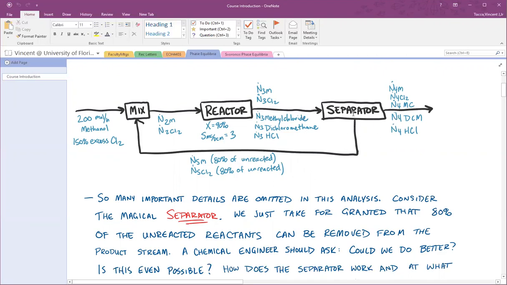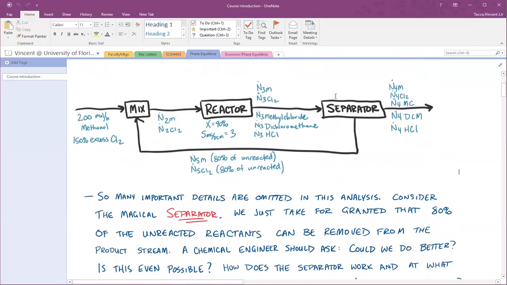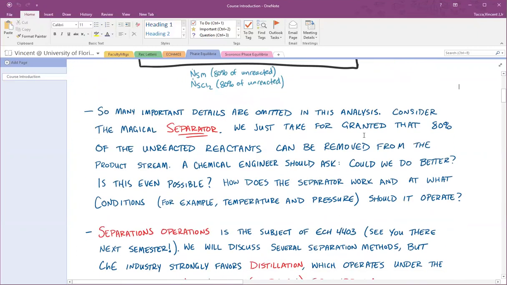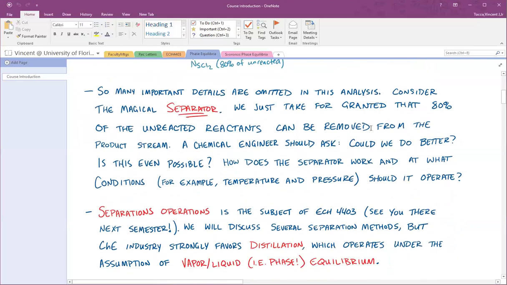And as engineers, we should ask, can we do better than that? So we just take for granted that 80% is what we've got, but can we get 90% or even 100%? Is it even possible to get 80%? What determines how much or how good this separator will act? And then there's the question of what process conditions should we use? So the separator's performance will be affected by certain process variables, namely the temperature and the pressure. And this class, Phase Equilibria, seeks to get at the fundamentals of how this stuff happens.